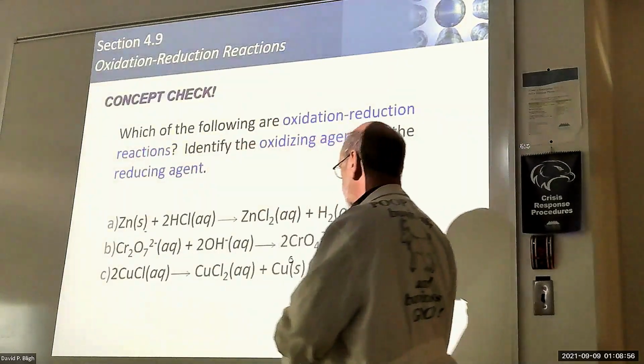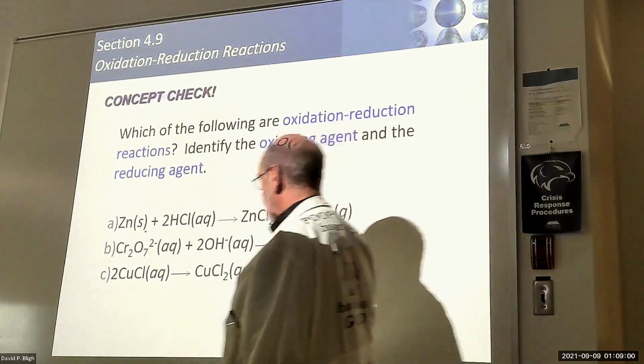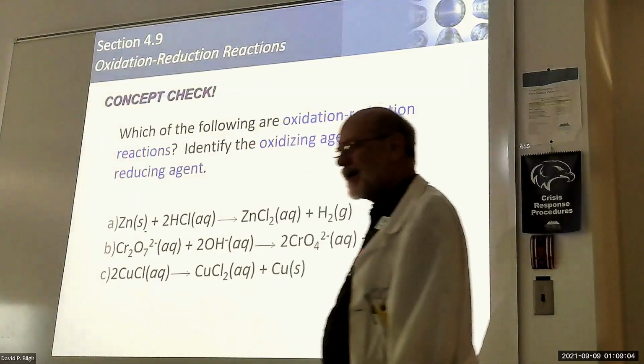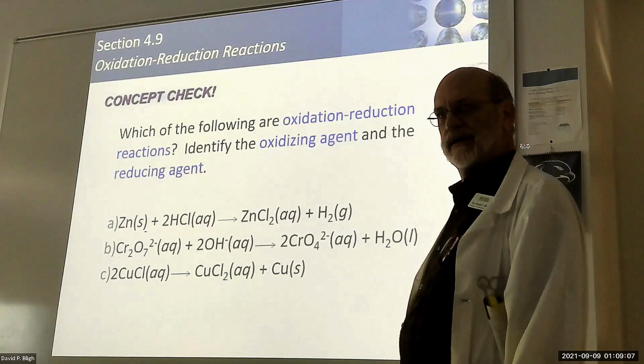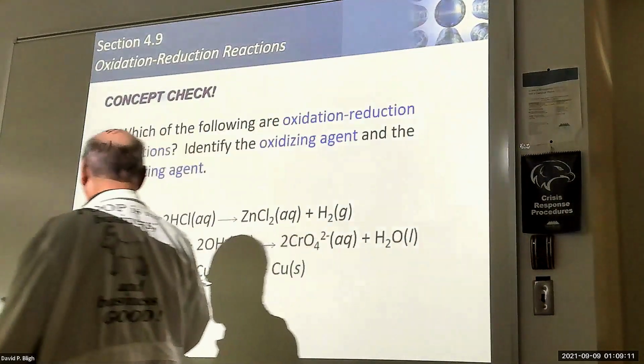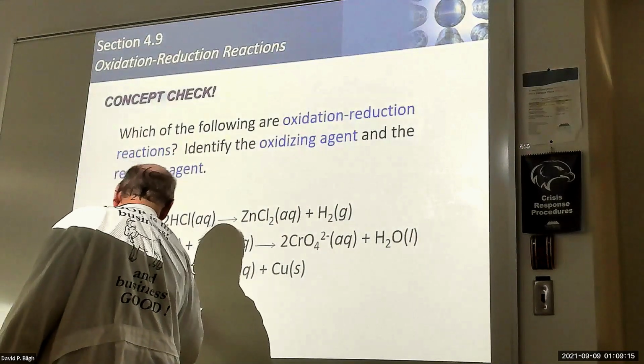Now this one is kind of weird. I'm glad that this one's in. Notice you've got one reactant over here and 2 products. So how do you get oxidation reduction out of that one? Well, notice there are 2 of them. One of them is the oxidizing agent, and the other one is the reducing agent.